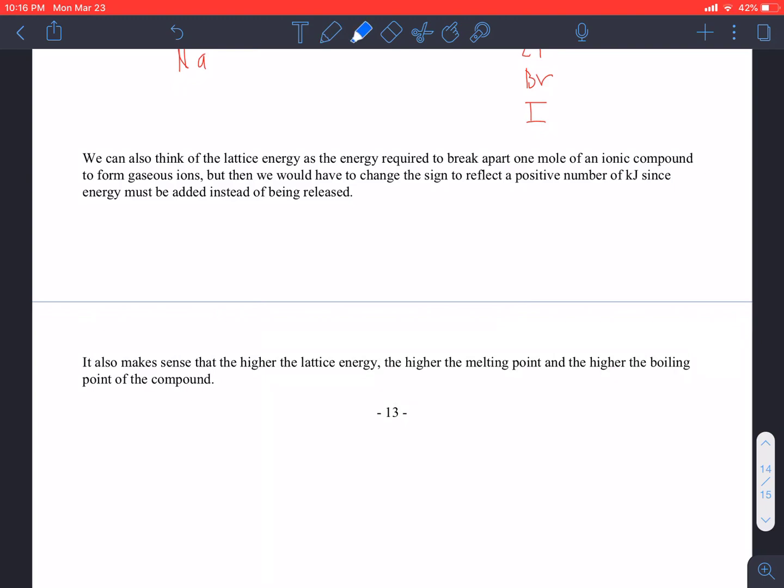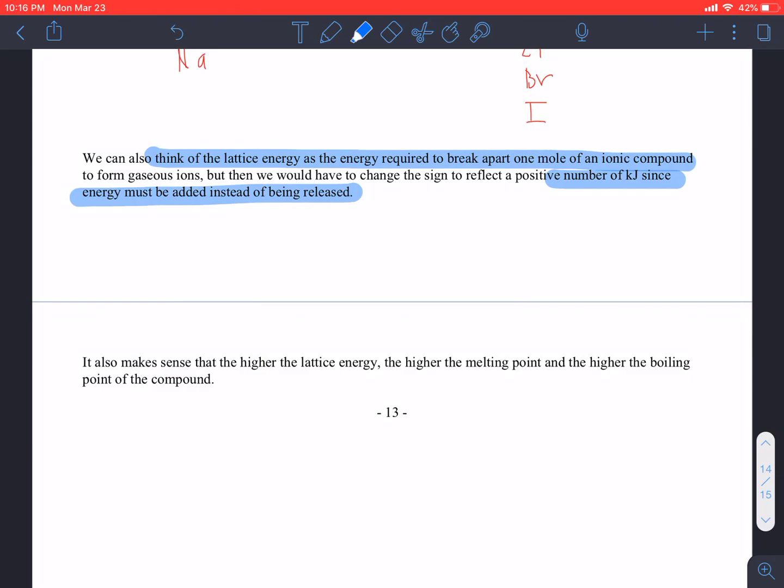We can also think of lattice energy as the energy required to break apart 1 mole of an ionic compound to form gaseous ions. But then we would have to change the sign to reflect a positive number, since energy must be added instead of being released. So watch the wording here. If it's asking how much energy it would take to form, that should be a negative number. If I want to break apart an ionic compound, then I have to put energy into the compound, and so that would be a positive number.